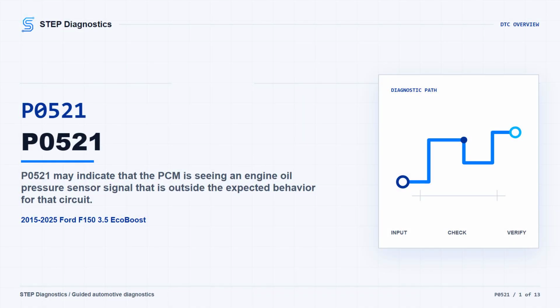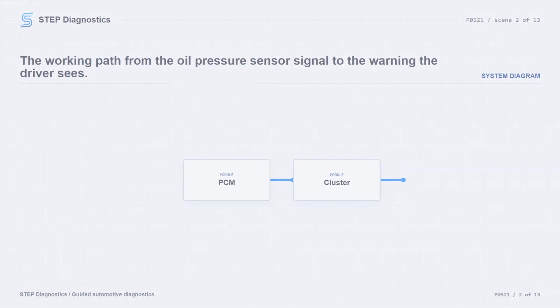For this episode, we're focused on P0521. In plain terms, the PCM may be seeing the engine oil pressure sensor signal move outside the range it expects. On the truck, that can show up as a low engine oil pressure warning that may stay on, may not come on when expected, or may be tied into message center behavior.